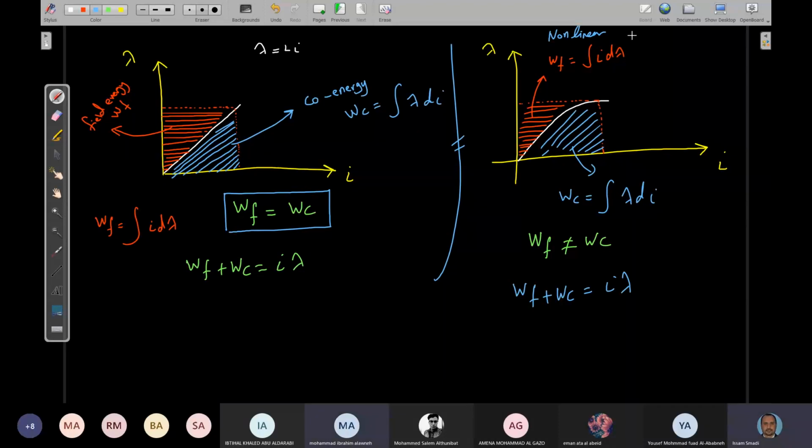Who said that? Non-linear. And what I did right there, this area, do you see this area, the dashed box? Is it equal to this area plus this area, yes or no?